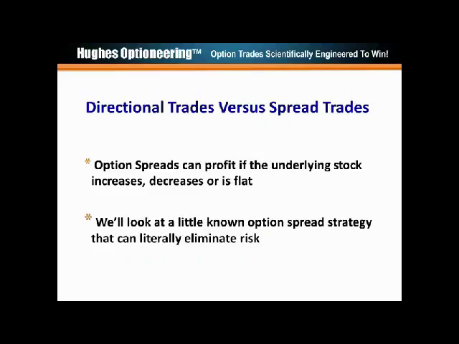And unlike directional trades, option spreads can profit if the underlying stock increases, decreases, or is flat. In a directional trade, of course, the underlying stock has to go up, and it has to close above that strike price at option expiration, or you're going to lose 100% of your premium. But option spreads can profit if the underlying stock is up, down, or flat.